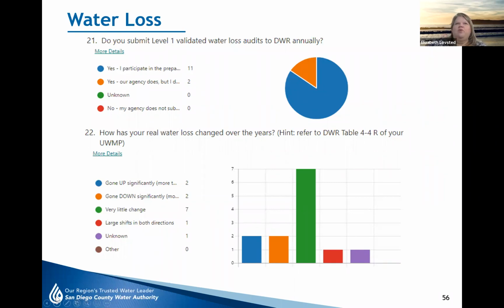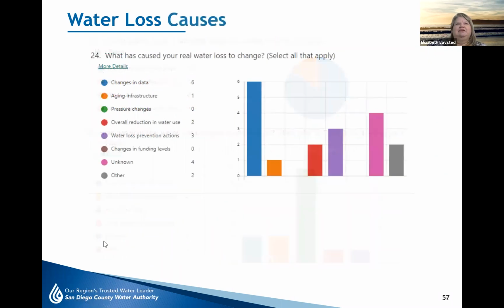All right, switching over to water loss. What caused your real water loss to change? Select all that apply. This is an important one. I think this is really telling that most people that had changes to the real water loss, it's due to changes in data. For some, it's changes in infrastructure, reduction in water use. Out of all the answers, this is the one that's water loss prevention actions.